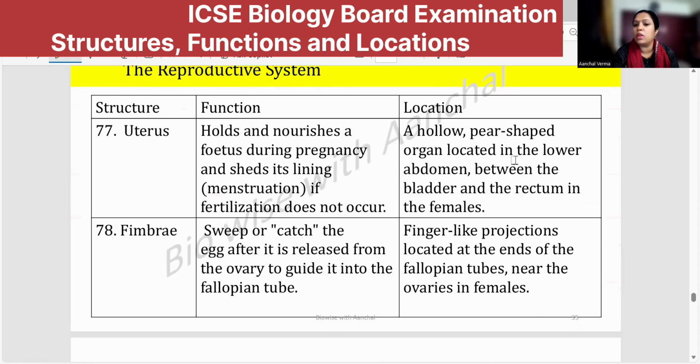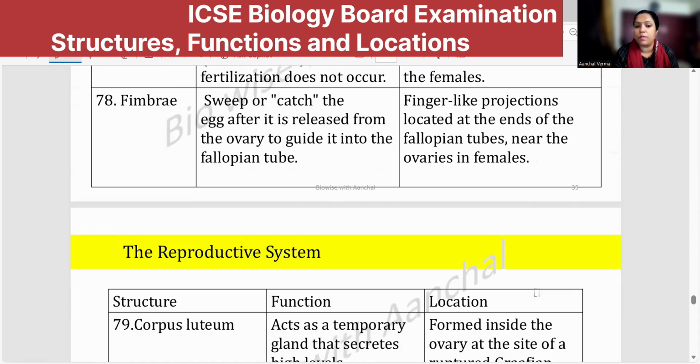A hollow pear-shaped organ located in the lower abdomen between the bladder and the rectum in females. Fimbrae, the finger-like projections of the fallopian tube. It sweeps or catches the egg as it is released from the ovary to guide it into the fallopian tube. These are finger-like projections located at the end of the fallopian tube near the ovaries of the female. This is the location of the fimbrae.